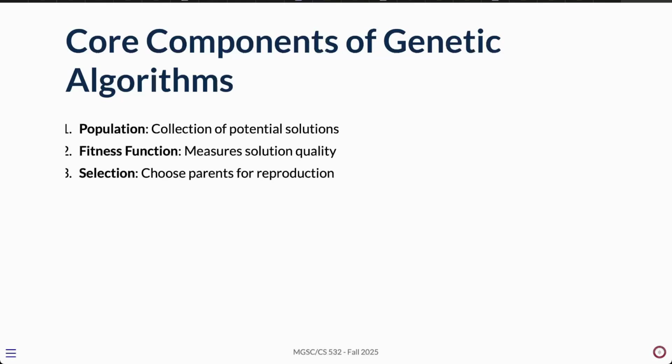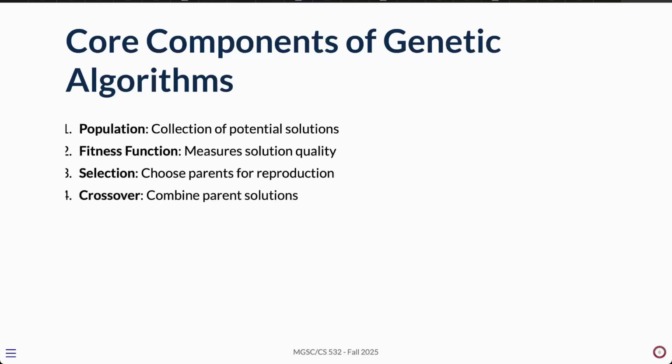Third, selection. Selection means choosing parents for reproduction. In nature, again, this might involve competition for mates or resources. And in our algorithm, we will use various selection schemes. Some give every solution an equal chance, others bias toward higher fitness individuals. Overall, the selection pressure affects how quickly the algorithm converges and whether it maintains diversity.